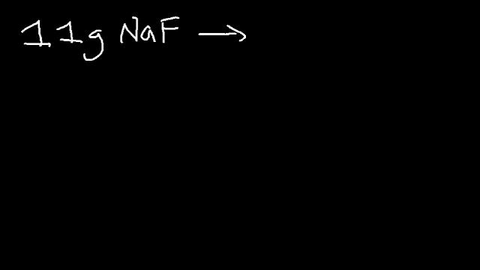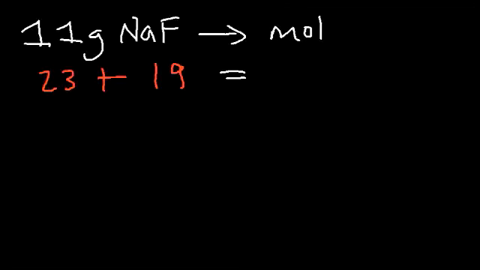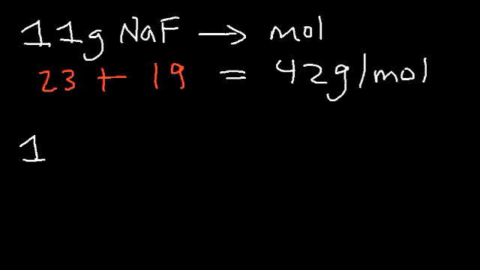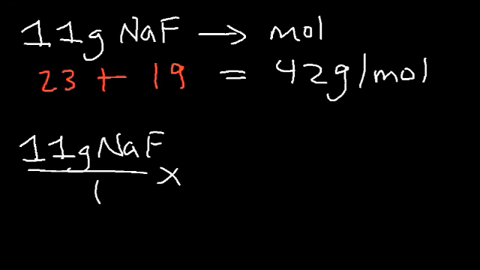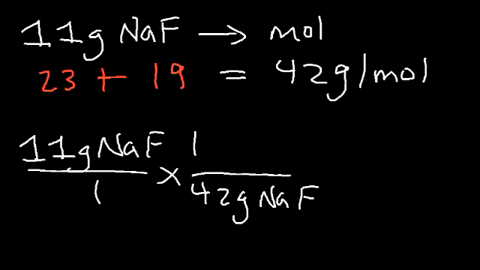Try this one. Convert 11 grams of sodium fluoride into moles. So the molar mass of sodium fluoride: well, the atomic mass for Na, or sodium, is 23, and for fluorine, that's about 19. So 19 plus 23, that's 42 grams per mole. So let's start with 11 grams of sodium fluoride. There are 42 grams of sodium fluoride per 1 mole of sodium fluoride.